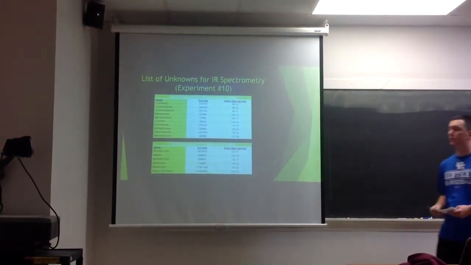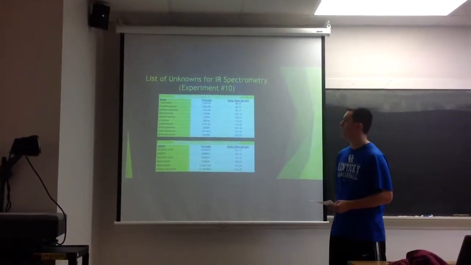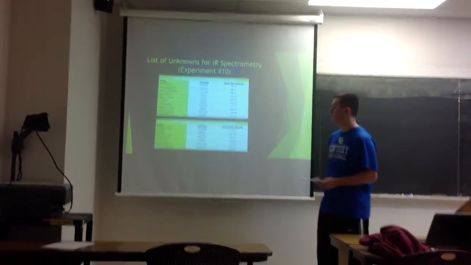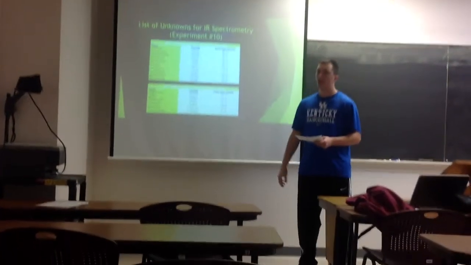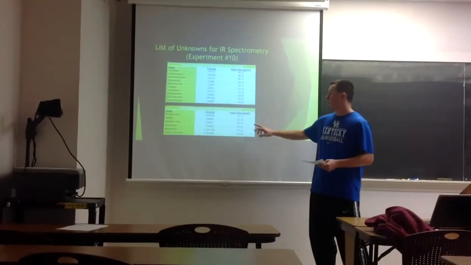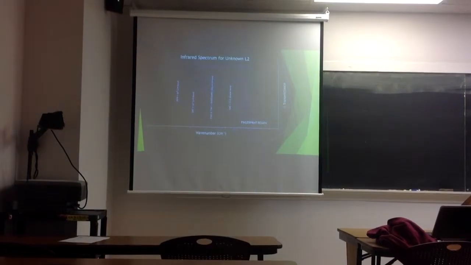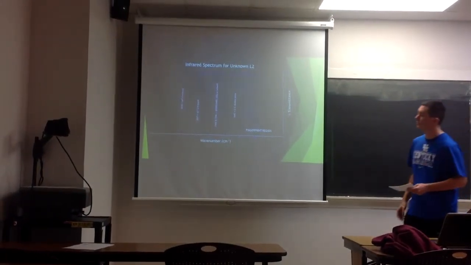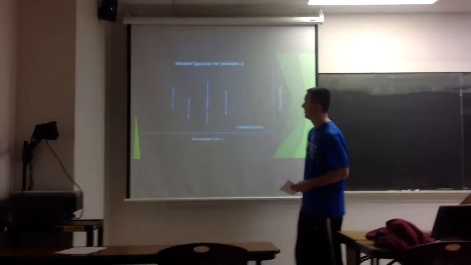This right here is the list of unknowns that we used for experiment 10. We had 10 liquids and 6 solids. Our 2 liquids were L2 and L4, and for the solids we had S5. And you literally cannot even see that, so you might as well just pause it.